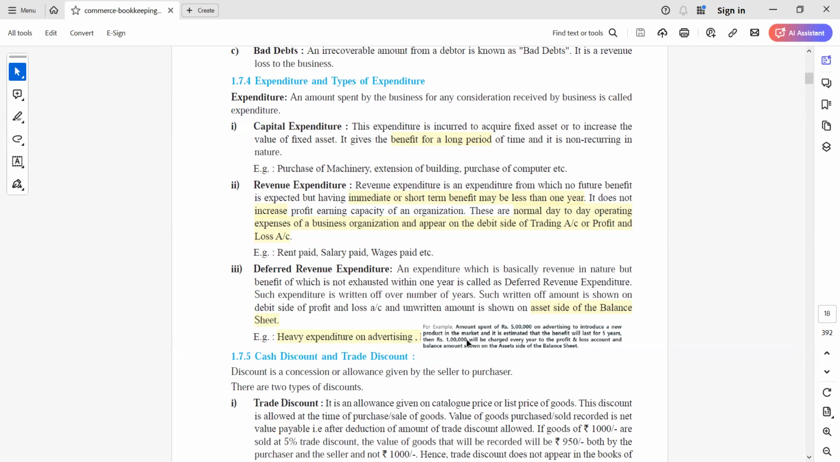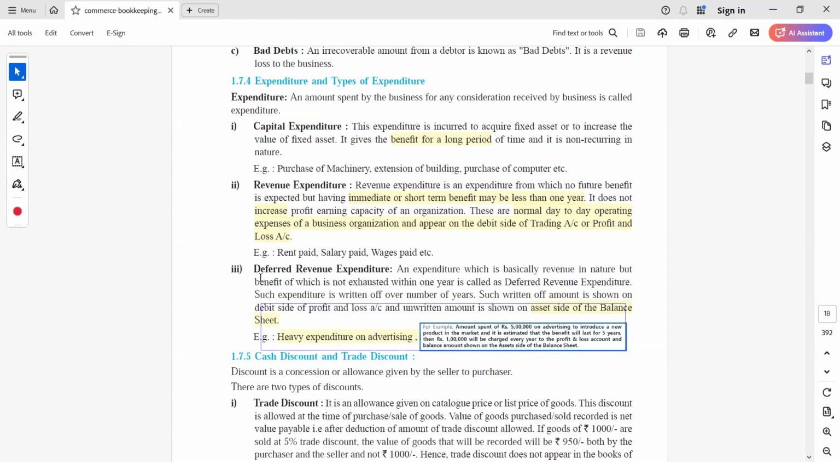Let's say you take one celebrity for that advertisement, who charges you heavily, and you expect that advertisement will have an impact not for a year but for many years. In that case, you don't expense it out, meaning charge it to the P&L or show the total amount as an expense in the profit and loss account for that year. Instead, some portion of that amount you charge to the P&L.